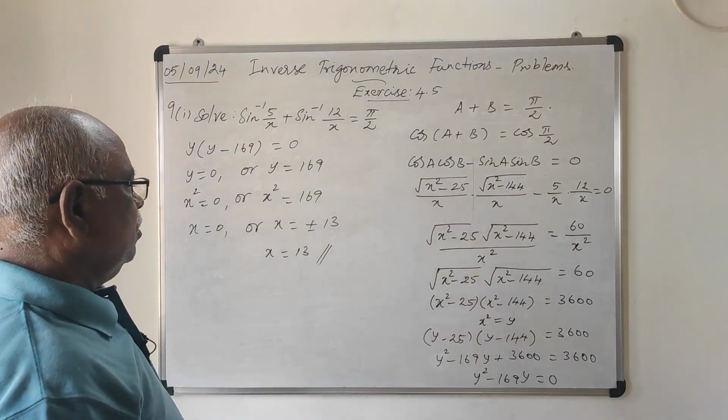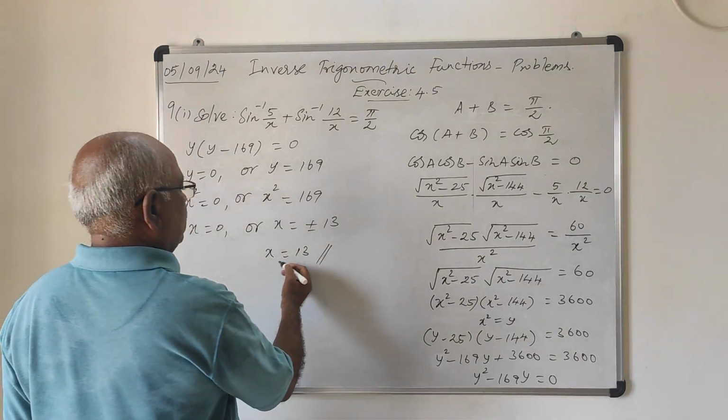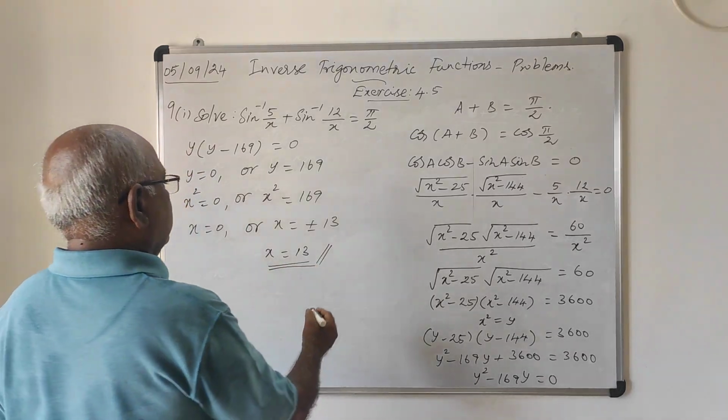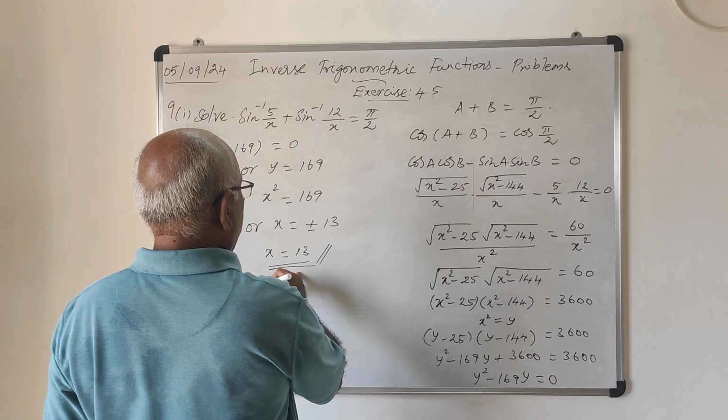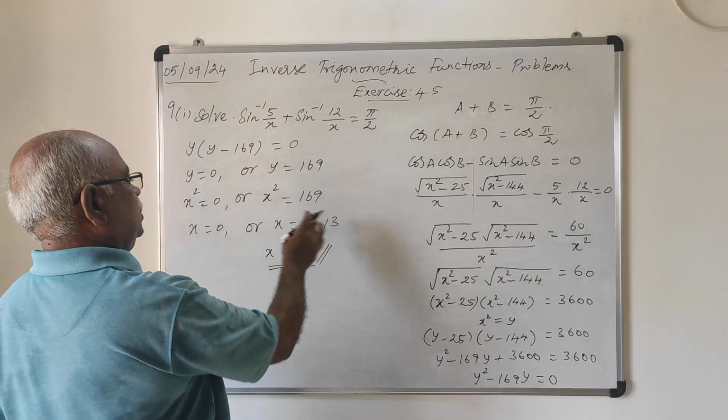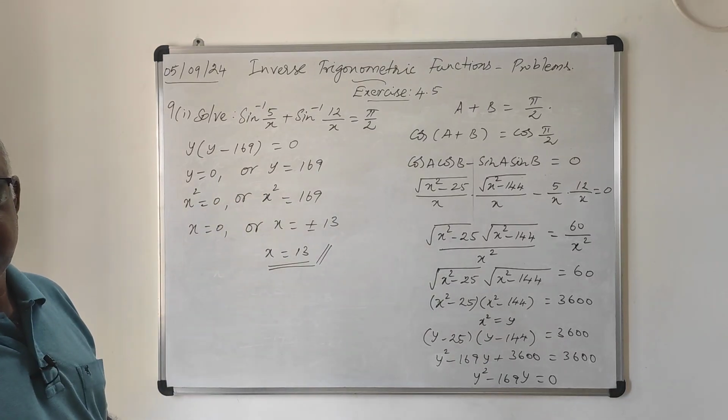x equal to minus 13 is not possible. Since x is positive, x equal to minus 13 is impossible. That's all about the problem.